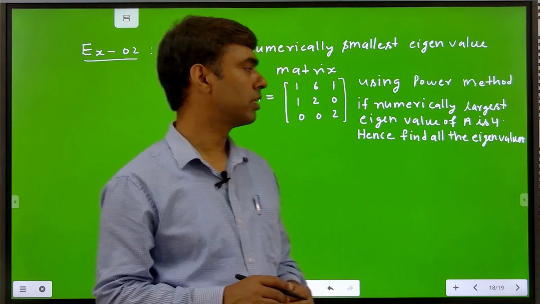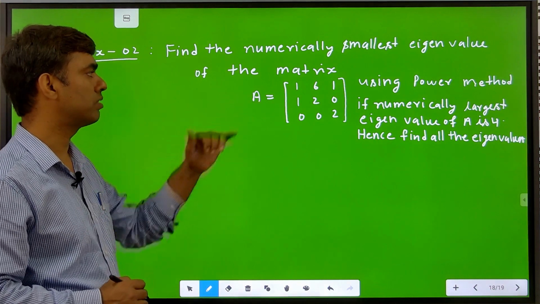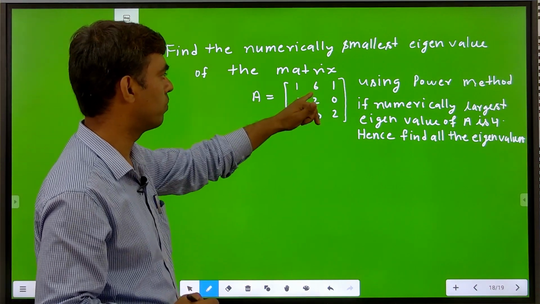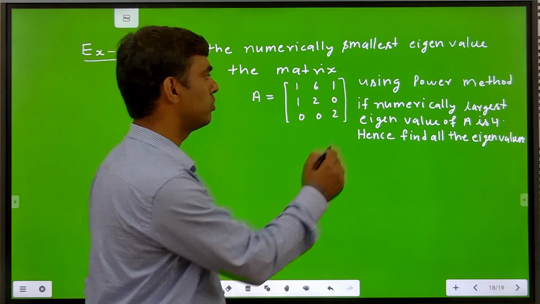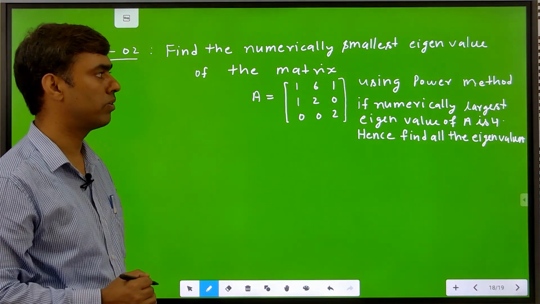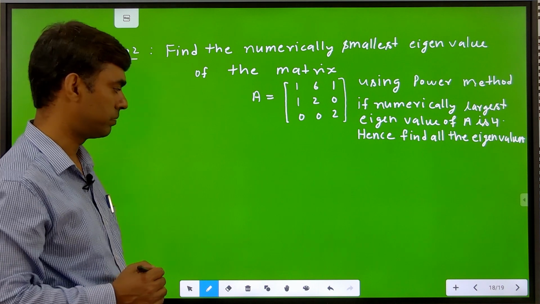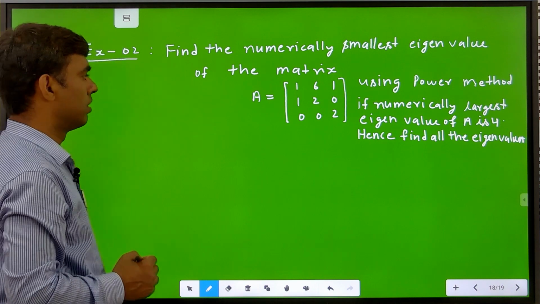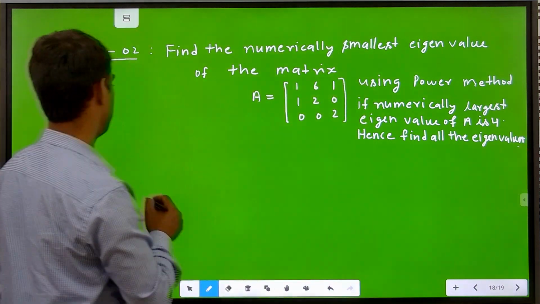So now how do we find the numerically smallest eigenvalue of the matrix A equal to [1 6 1; 1 2 0; 0 0 2] using the power method, if the numerically largest eigenvalue of A is 4? Hence find all the eigenvalues. So how do we solve this problem?